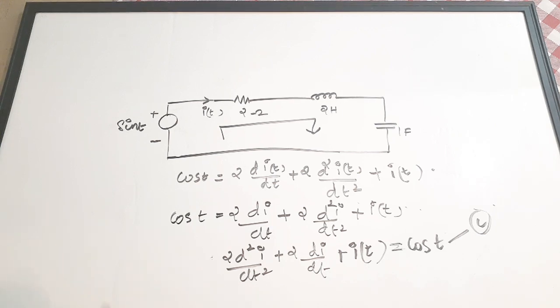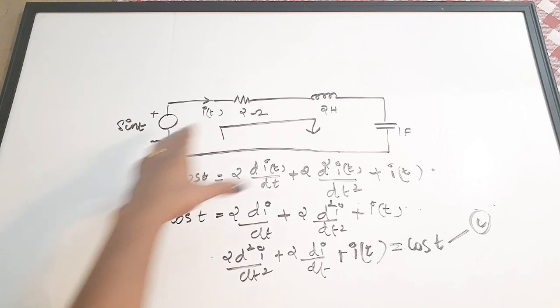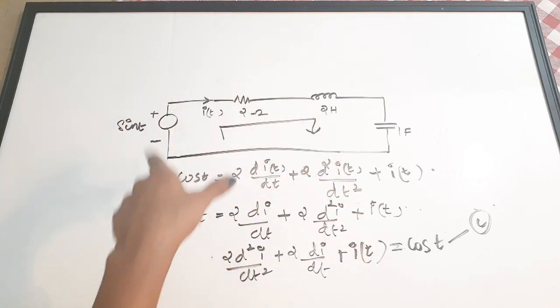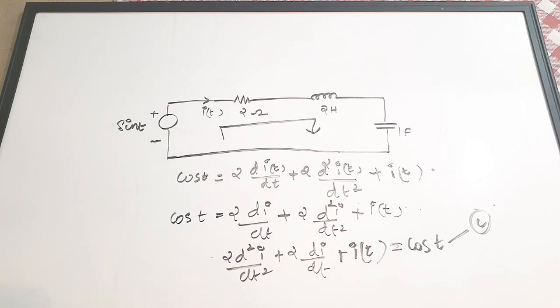So what are we doing here? We are just writing the voltage law or the mesh equation for this particular loop, and we are going to differentiate that equation with respect to t. And then we'll be getting this equation.